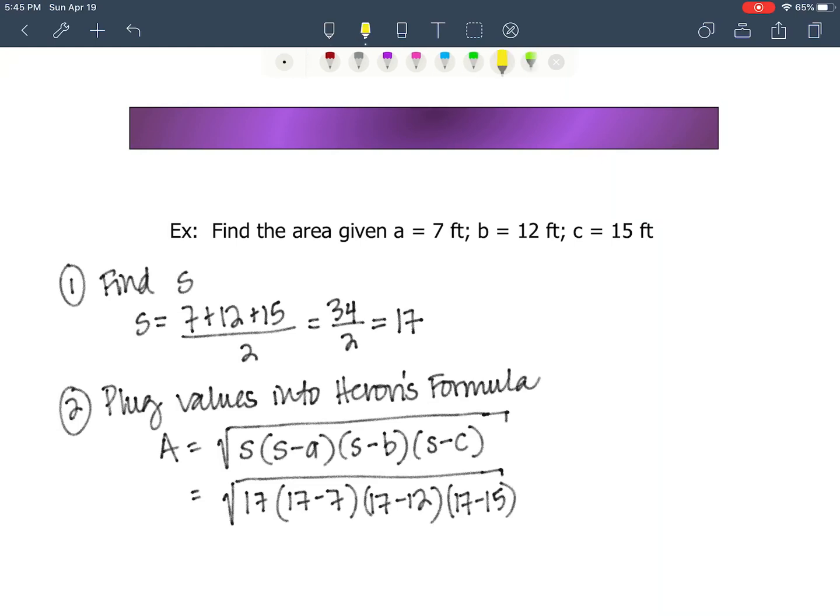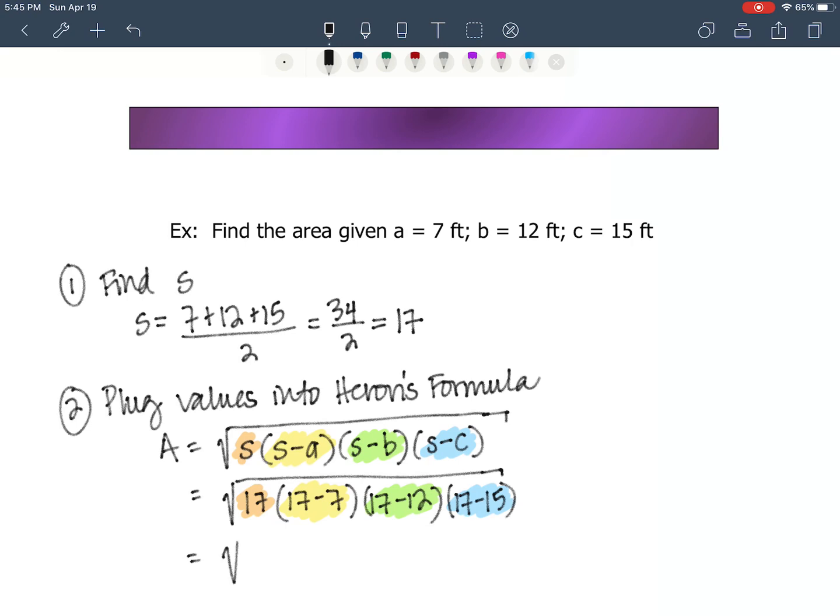So I'm going to use a highlighter here to show you. S minus A is 17 minus 7. S minus B is 17 minus 12. And S minus C is 17 minus 15. And then, of course, don't forget S, which is 17.